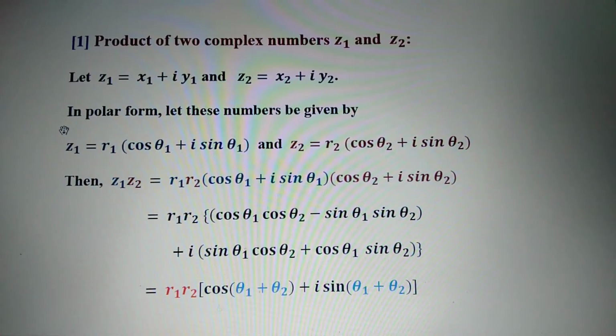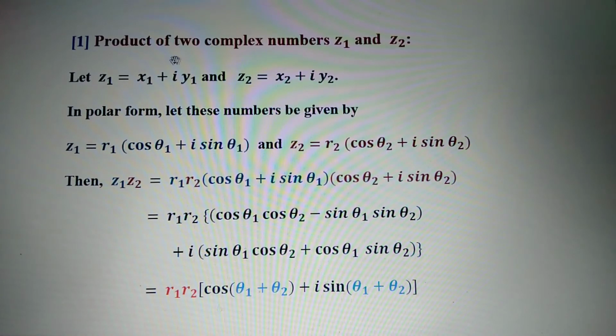Let us take the product of two complex numbers z1 and z2. Suppose z1 is the complex number x1 plus iy1 and z2 is the complex number x2 plus iy2. In polar form, let these numbers be given by... So to express the given complex number in polar form, we require its modulus and argument. Modulus means r and argument, that is theta.